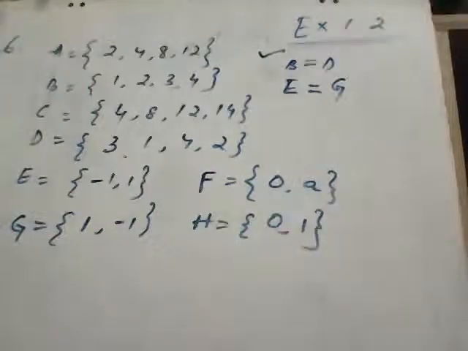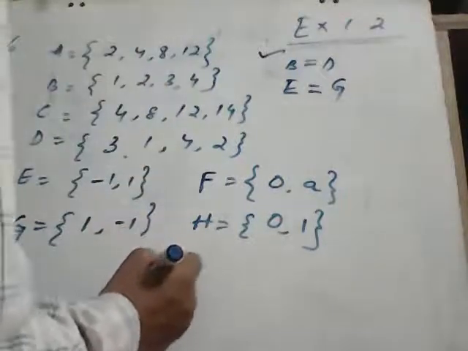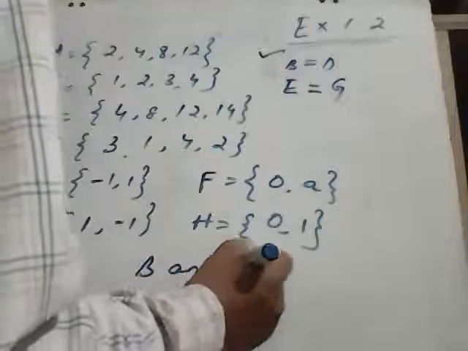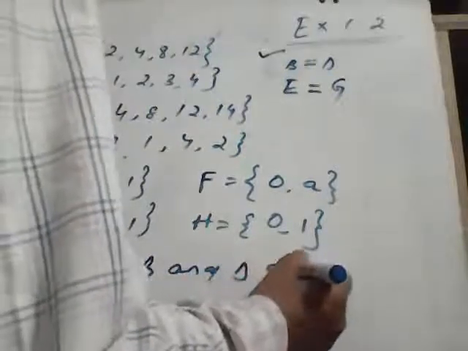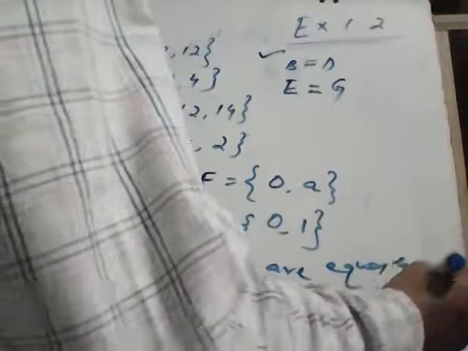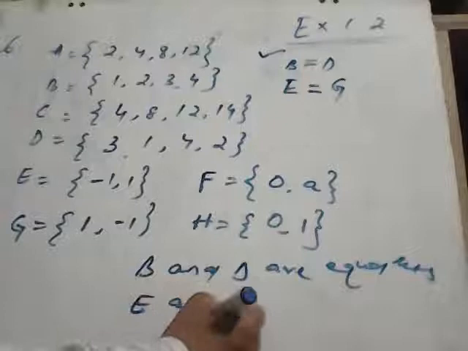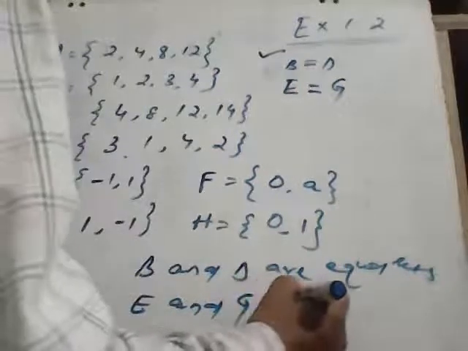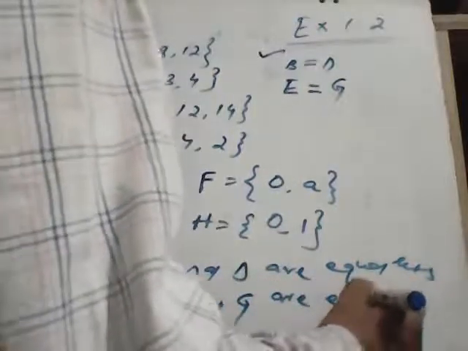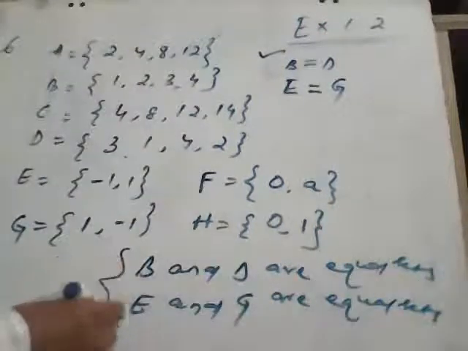B and D are equal sets. E and G are equal sets. You can write clearly that B and D are equal sets and E and G are equal sets. In this way, you will write your answer.